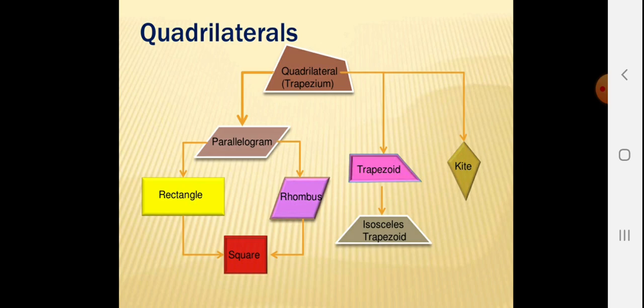You can see the flow chart in the graph here. Quadrilateral first divides into trapezium, which further divides into parallelogram, trapezoid, and kite. Parallelogram is further divided into rectangle and rhombus, and they are further divided into squares. Trapezoid is divided into isosceles trapezoid.